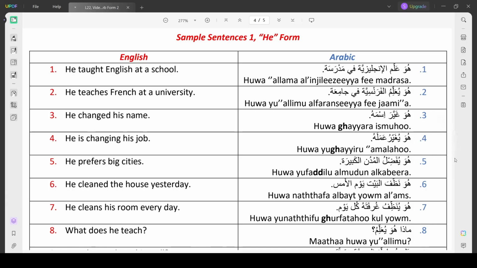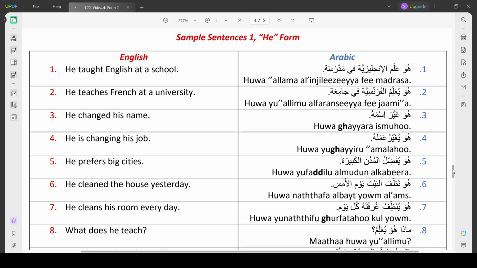Number 1. He taught English at a school. هو علم الإنجليزية في مدرسة. Number 2. He teaches French at a university. هو يعلم الفرنسية في جامعة. Number 3. He changed his name. هو غير اسمه. Number 4. He is changing his job. هو يغير عمله.